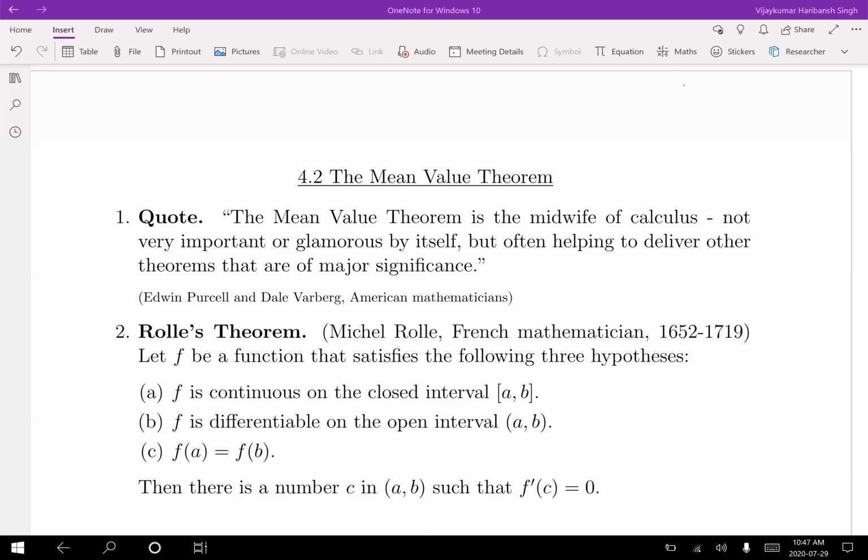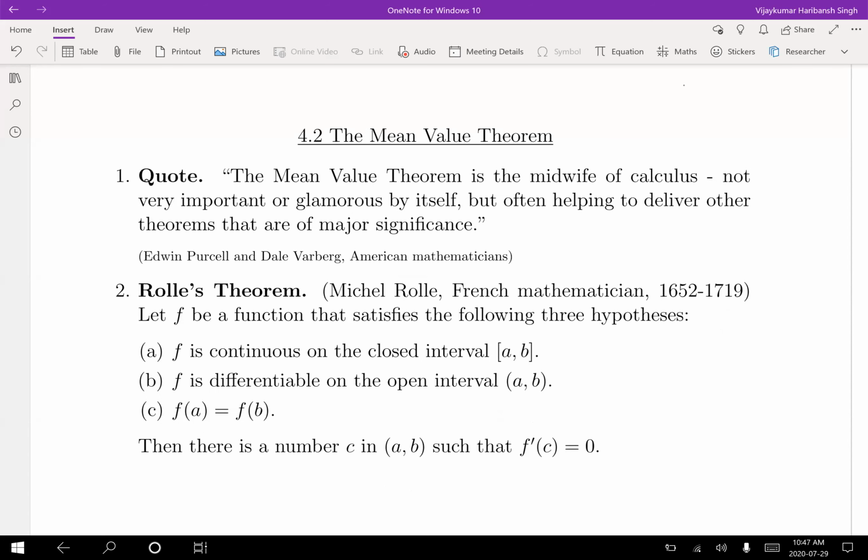So, the mean value theorem, we're going to discuss the mean value theorem. The name is rightfully the way it is. The mean value theorem is the midwife of calculus. It's not important or glamorous by itself, but often helps in delivering theorems of major significance. All right, so this is actually correct. You'll see later on why that is the case, if not in this course, in future. Okay.